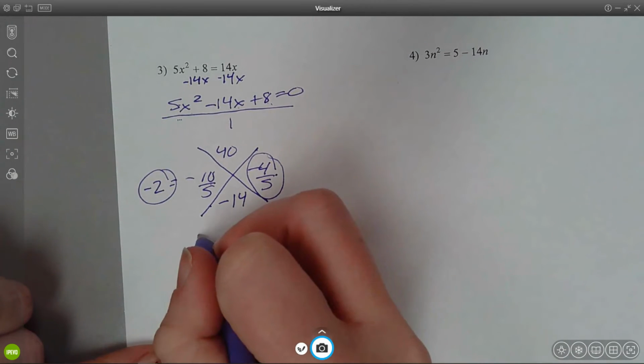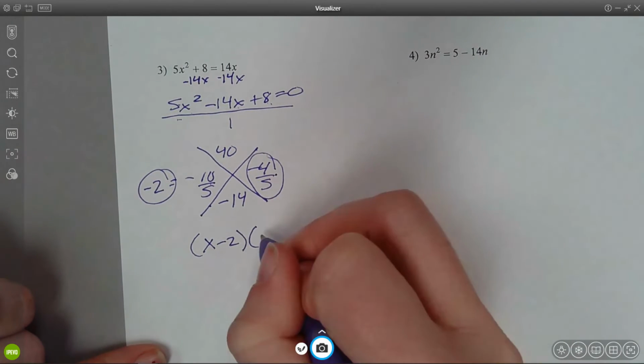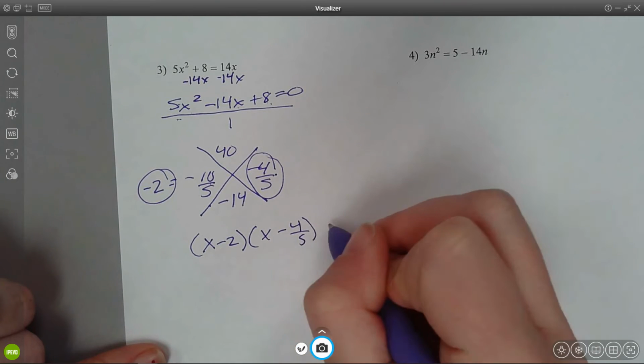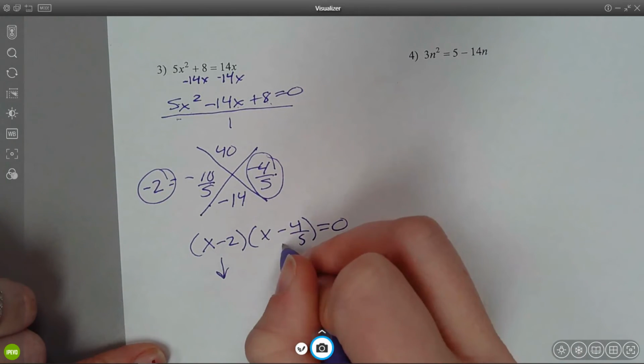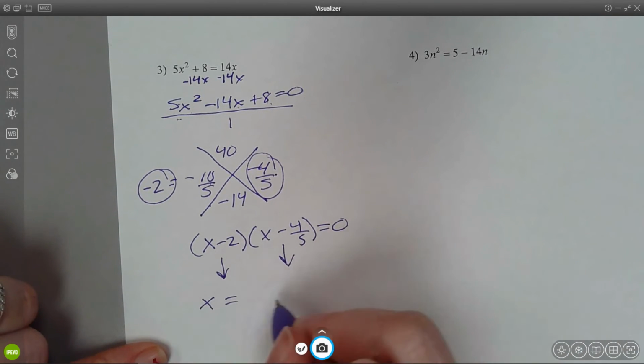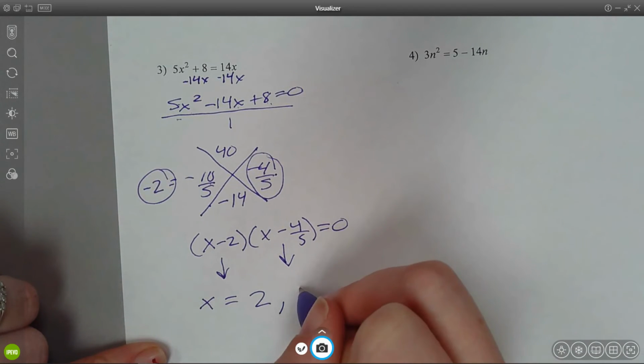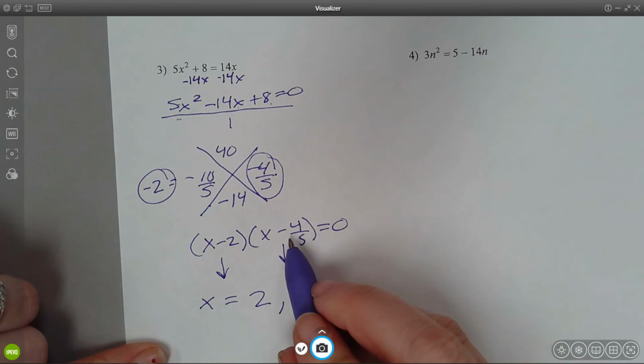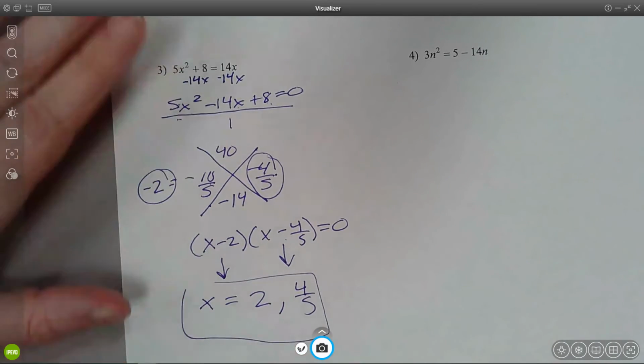Put it in my factors: x minus 2 and x minus 4 over 5. Take my opposite signs here. x equals positive 2 and positive 4 over 5. Again, take opposites. There's my two answers.